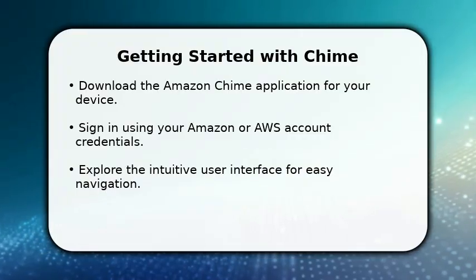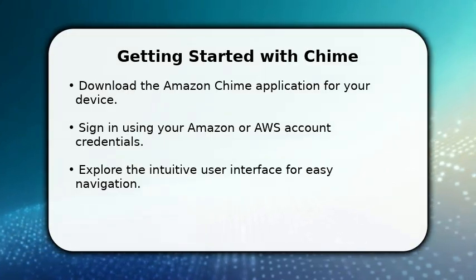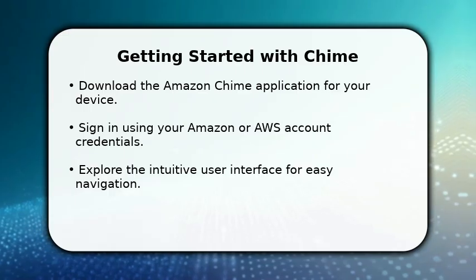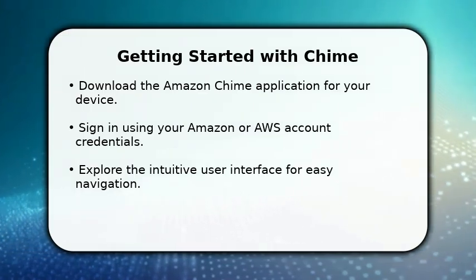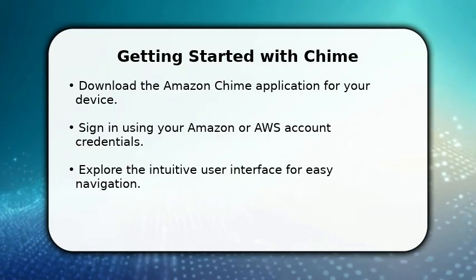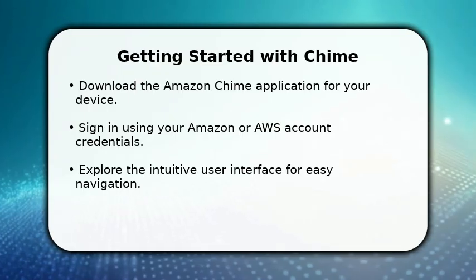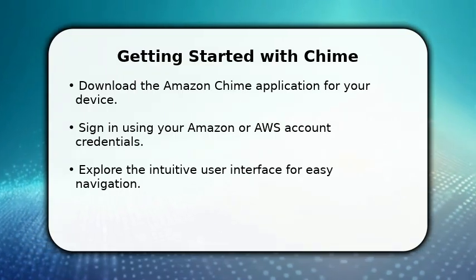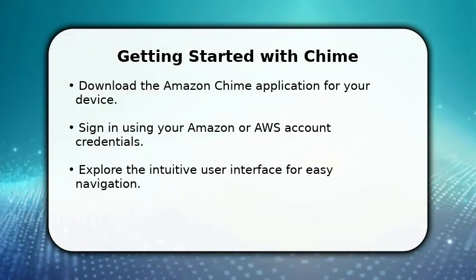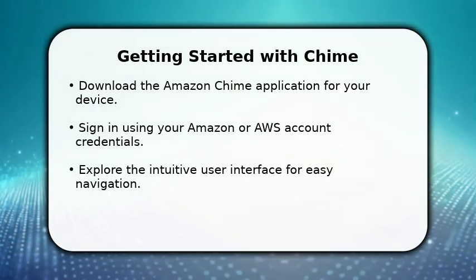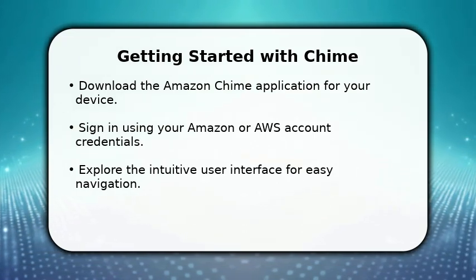In this video, I will explain how to use Amazon Chime. First, download the Amazon Chime application to your desktop or mobile device. Once installed, sign in using your existing Amazon or AWS account credentials. The platform offers a straightforward user interface, making it simple to navigate and access all its features. You can quickly find your contacts, schedule meetings, and begin communicating with your team members right away.